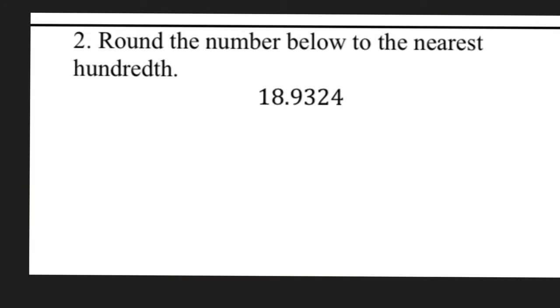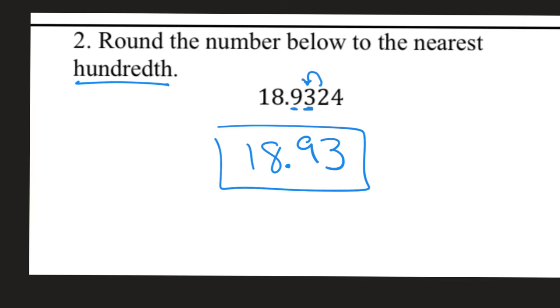Okay, let's take a look at number 2 now. Round the number below to the nearest hundredth. We talked all week about our place values. So we know that this is our tenths and the 3 would be our hundredths. The 2 is going to tell us how to round the 3, and since a 2 rounds down, the 3 will stay. 18 and 93 hundredths should be your answer for number 2.